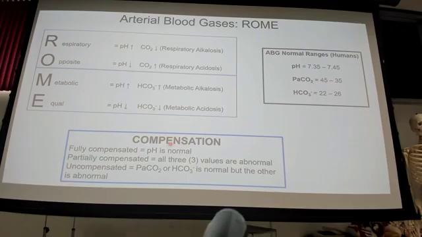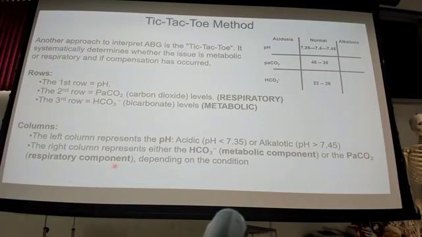And also what we need to consider is whether or not our body has compensated for the changes in our blood gases. So when pH is normal, that indicates full compensation. When all three values are abnormal, outside of the normal range, that is partial compensation. And when carbon dioxide or bicarbonate is within the normal range and the other one is not, that is uncompensated. And we're going to talk about examples of each of these.